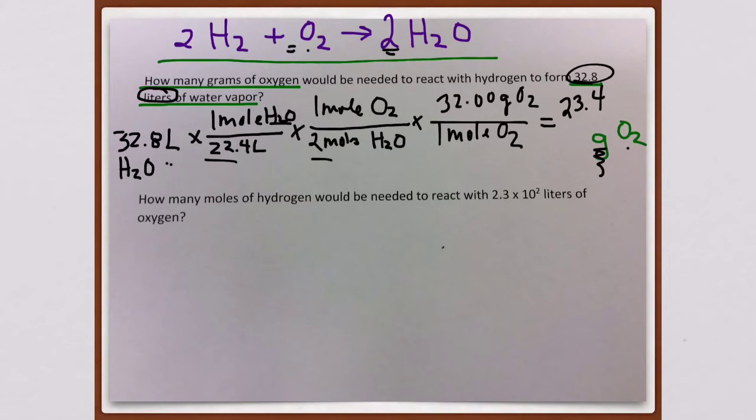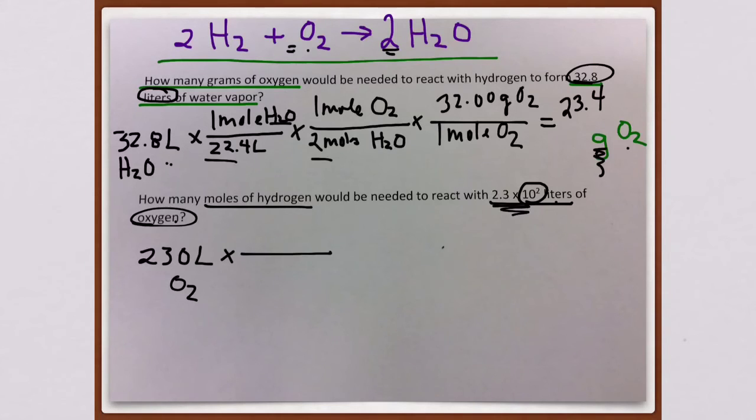Okay, I'm going to go speedy through this next one because I'm already up to 4 minutes, but I want to get through it. So, what's given to us? 2.3 times 10 to the second liters, and that's of oxygen, O2. What are we trying to get to? Moles of hydrogen, which is H2. Oh no, it's in scientific notation. Don't freak out. Remember the times 10 to the second, that just means you move the decimal point to the right 2 times. So that's 230 liters of what? Oxygen, which is O2.